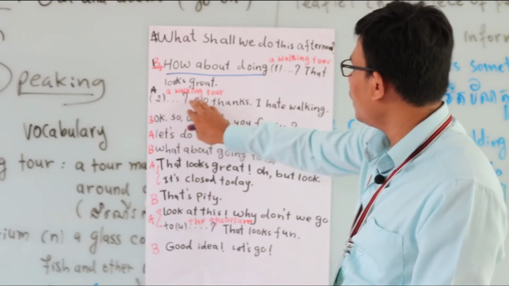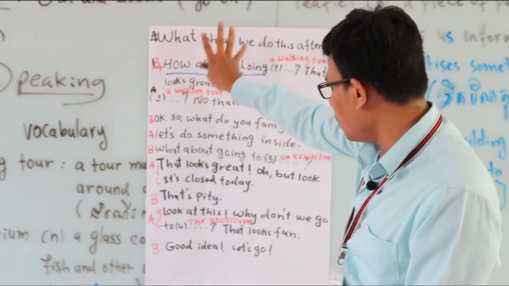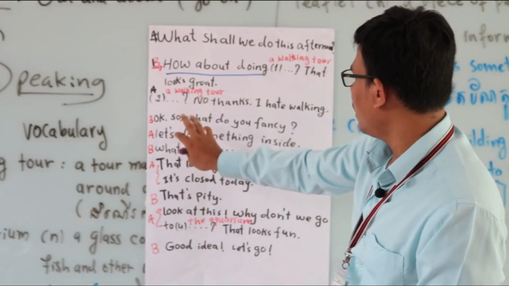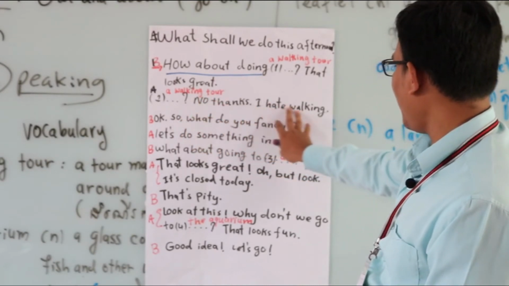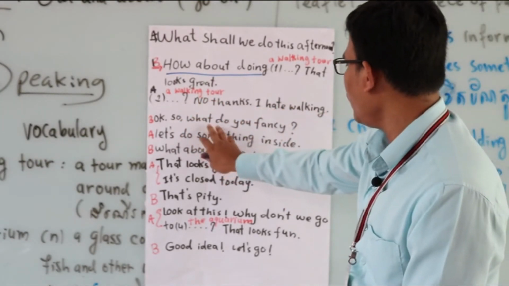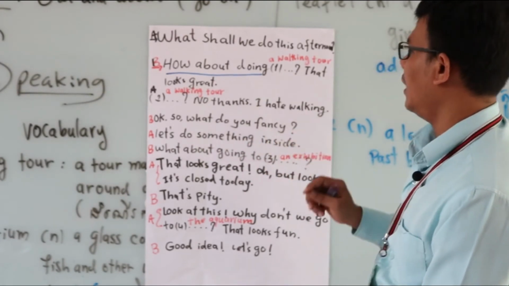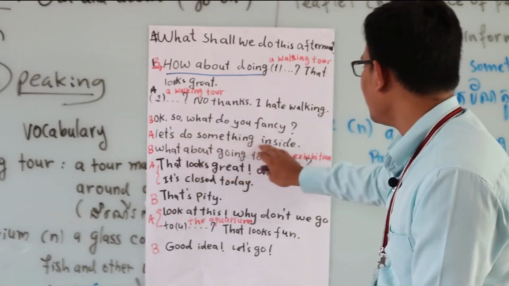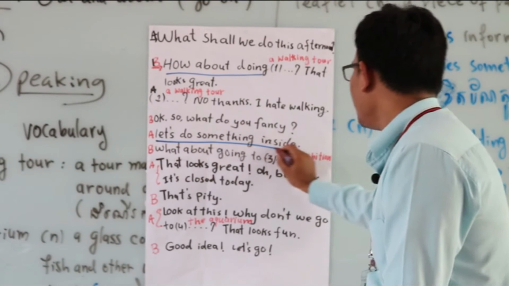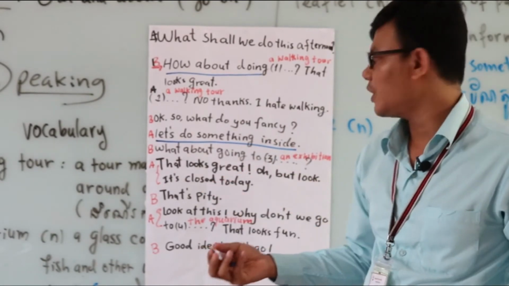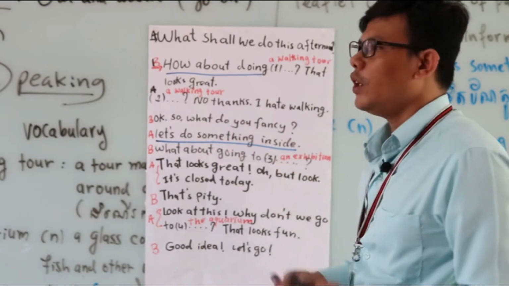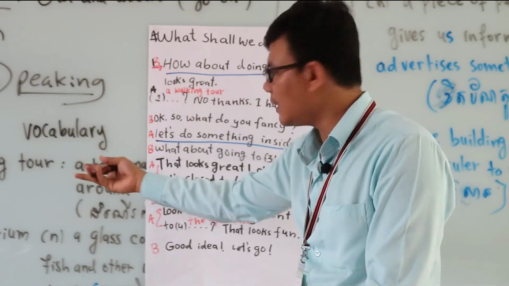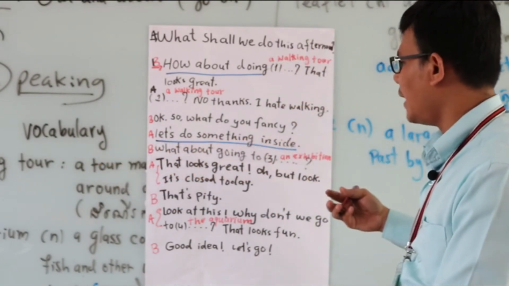And then you say, we are making suggestions in the sentences below. Now look. A: a walking tour, no thanks. I hate walking. What do you fancy? Is it making a suggestion? It is not. Let's do something inside is another suggestion. What do you fancy? means what do you like, what do you want? And then they ask for another suggestion: let's do something inside.